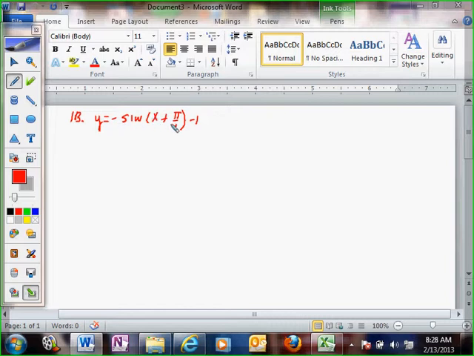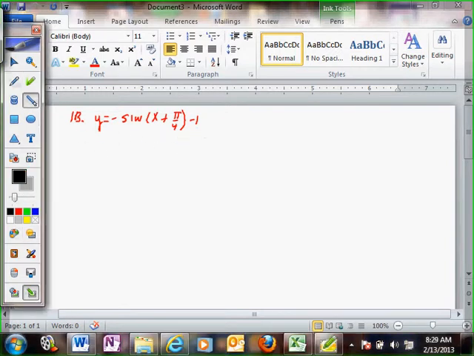I'm going to shift left pi over 4 units. I'm going to multiply the y values of each ordered pair by -1, which reflects it in the x-axis, and then I'm going to go down 1. You need to be able to recognize that.